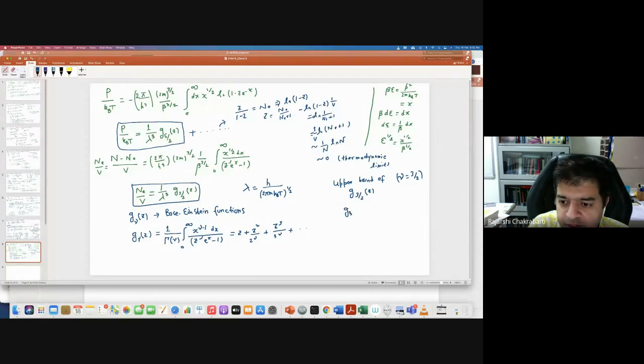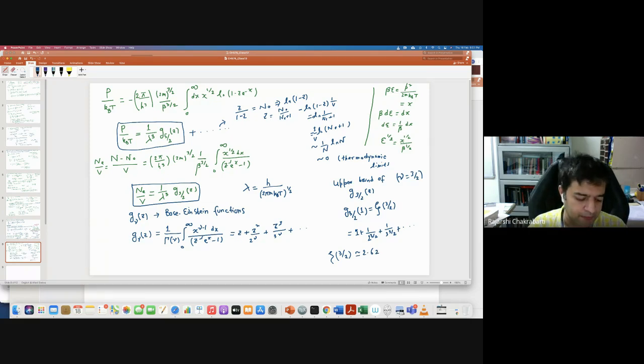So actually, I'll have g 3 by 2 of 1, which is called zeta 3 by 2, and this is actually 1 plus 1 by 2 to the power 3 by 2 plus 1 by 3 to the power 3 by 2 plus dot dot, and if you calculate this, it will give you something like 2.62. Okay, so this is the upper bound to that function.